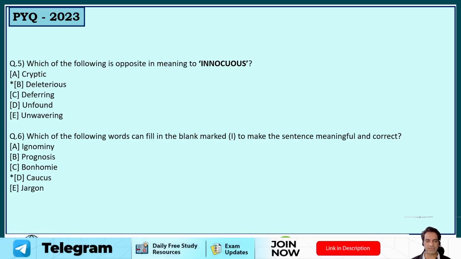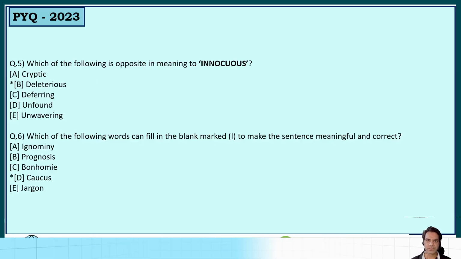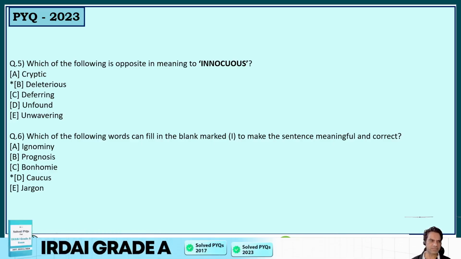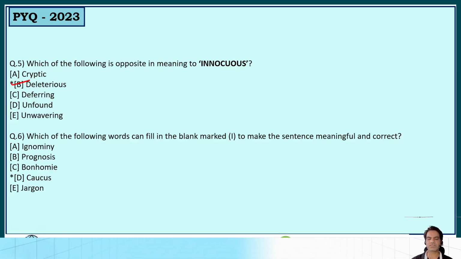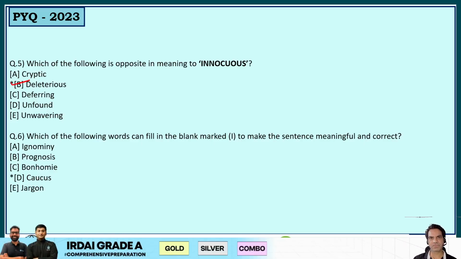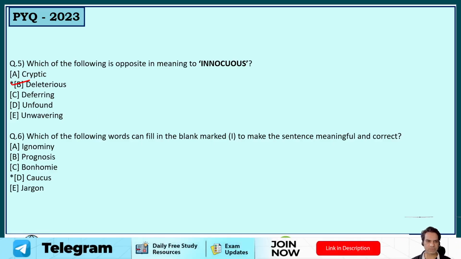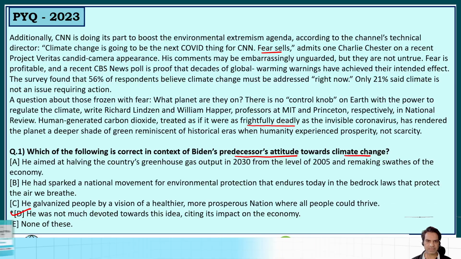Next, the word innocuous means which helps you, which supports you. And the opposite of innocuous: cryptic, deleterious, deferring, unfound, or unwavering. No, guys, deleterious is harmful. So innocuous is something which helps you, something which supports you, but deleterious is harmful to you. So that is the opposite of innocuous. Now, which word can fill the blank in the passage? Let's look at the passage once again.